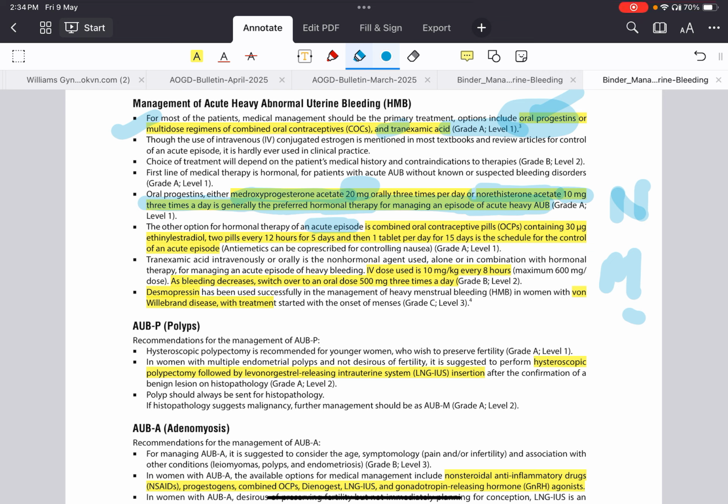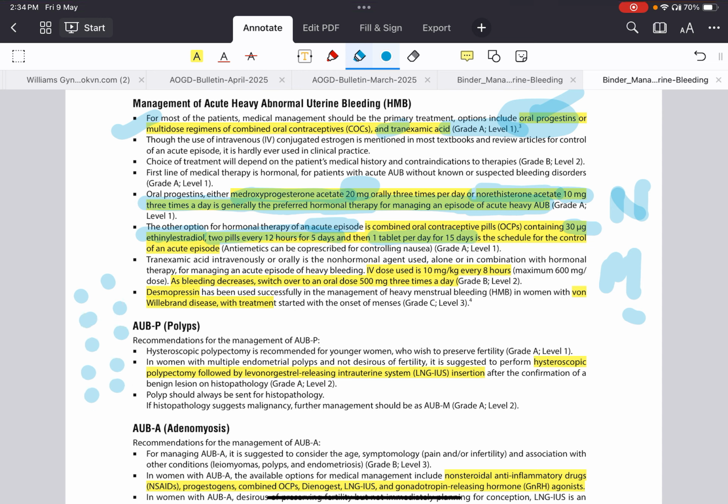So you'll start COC pills containing 30 micrograms of ethinyl estradiol with some progesterone added. We'll give 2 pills every 12 hourly for 5 days, then 1 tablet per day for 5 days. Understood? So first, for 5 days, 2 pills, morning and night.